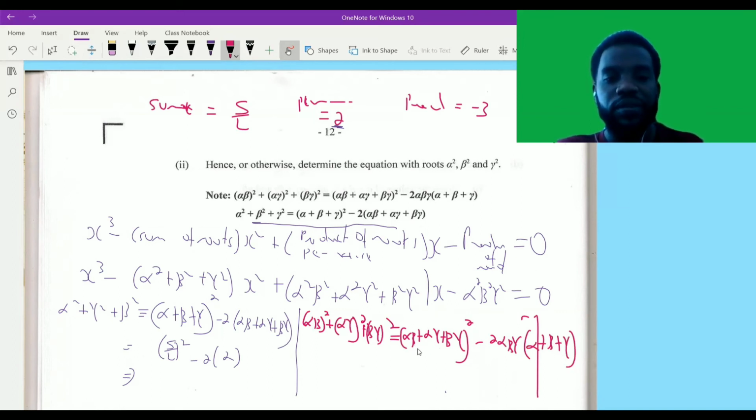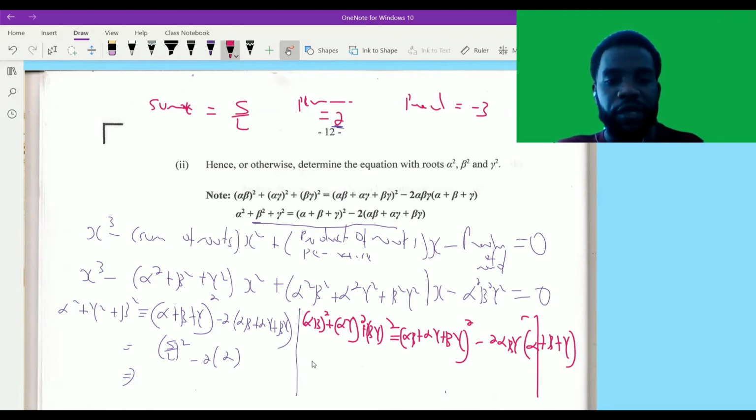And guess what, guys? Even if they don't give you the formula for this, you can actually use the formula over here to get it. Because all you do is replace alpha with alpha beta on both sides, replace gamma with beta gamma on both sides, and replace beta with beta gamma on both sides.